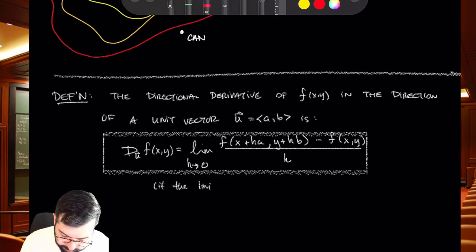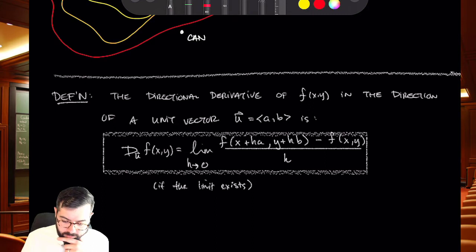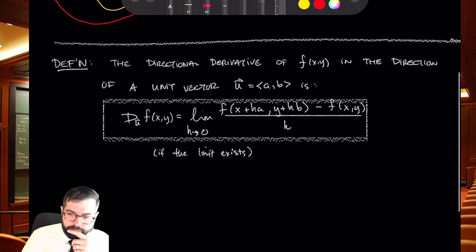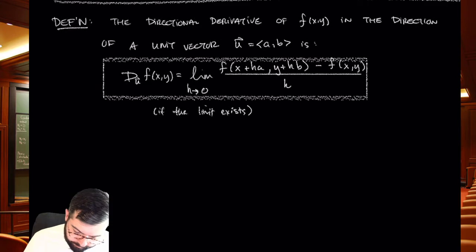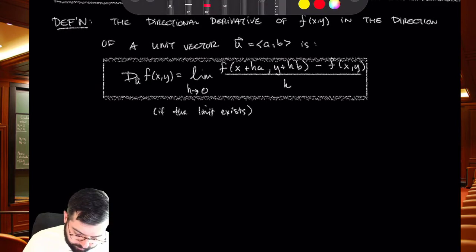And that's if the limit exists. So this is the directional derivative. So what do we mean when we say this? Well, let's pretend we've got some surface.